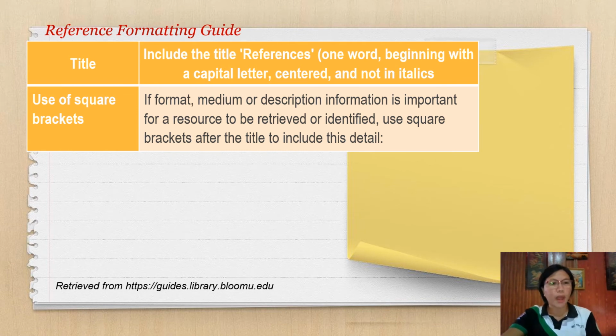Finally, the use of square brackets. If format, medium, or description information is important for a research to be retrieved or identified, use square brackets after the title to include this detail.